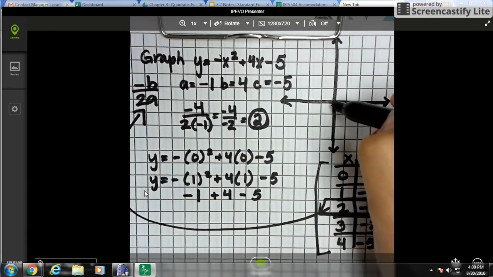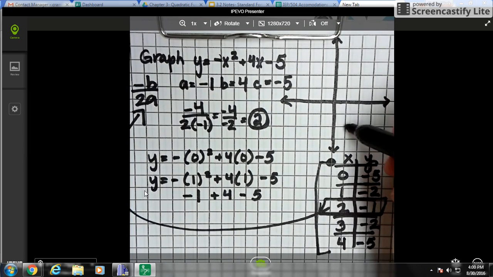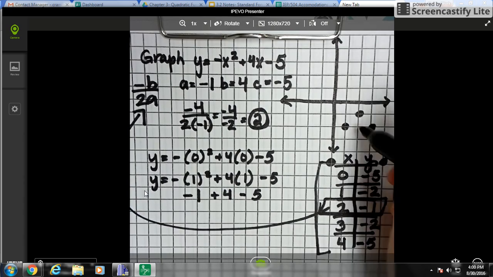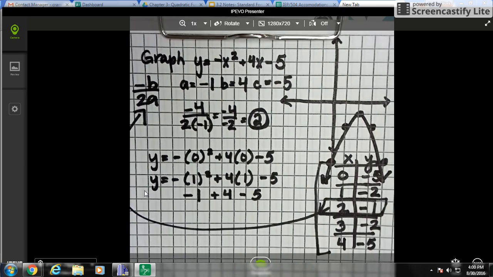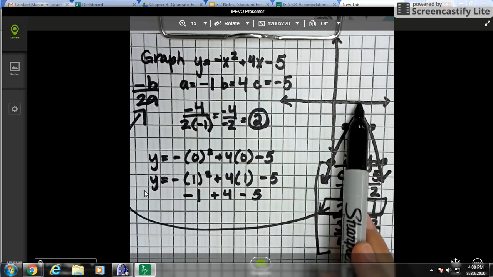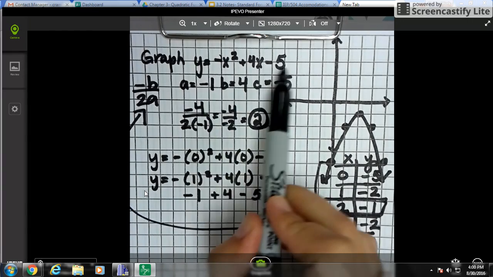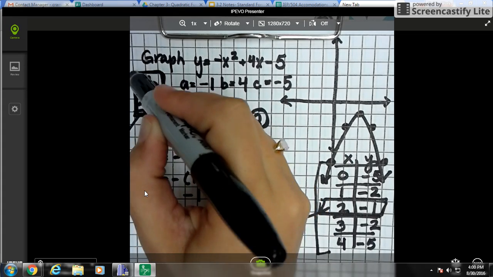So now we can make our graph: 0, negative 5, just all the way down here, 1, negative 2, 2, negative 1, 3, negative 2, and 4, negative 5. So we did end up with a nice symmetrical parabola, and it has shifted to the right 2, down 1, which we know is our vertex, which we do not have in standard form, but can find using that really important formula, negative B over 2A.